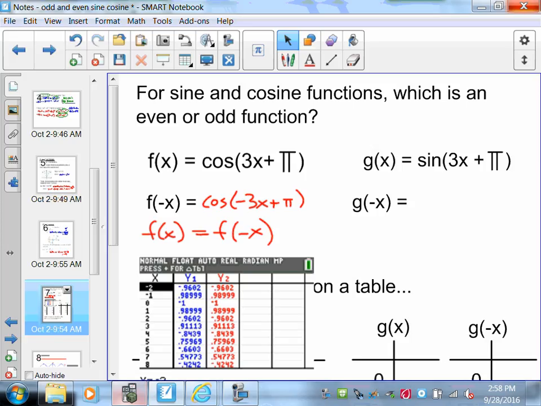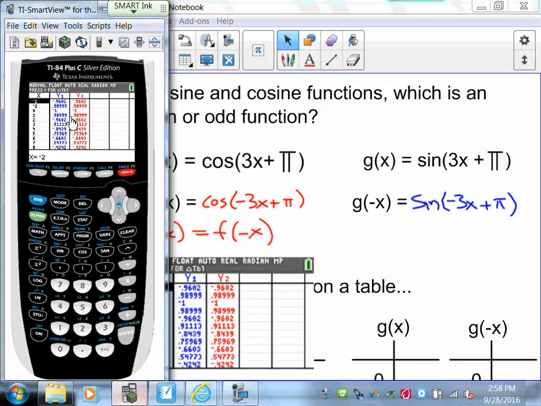Let's find the two equations. So sine of negative x would be sine of negative 3x plus 5. So on your graphing calculator, all you have to do is change the cosine to sine. Where it says cosine, just change it to sine. Okay. Let's see the graph.